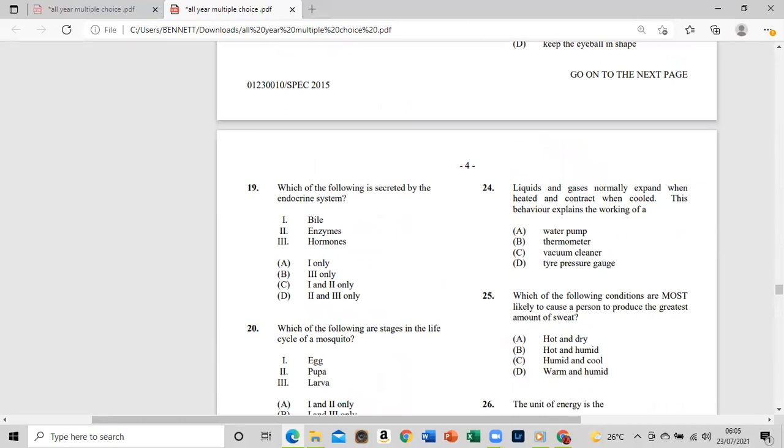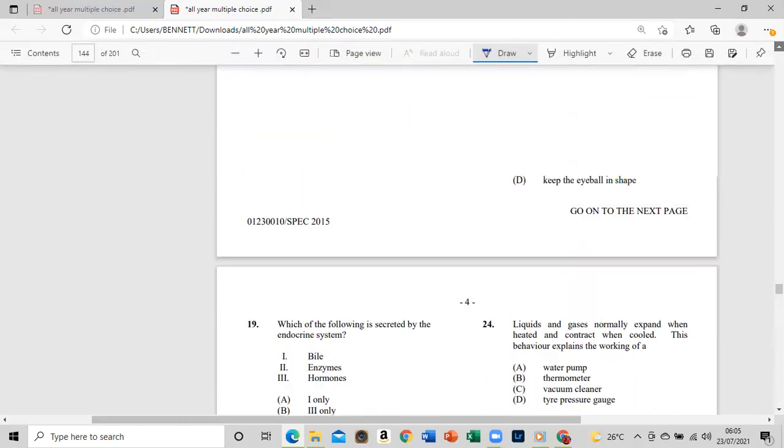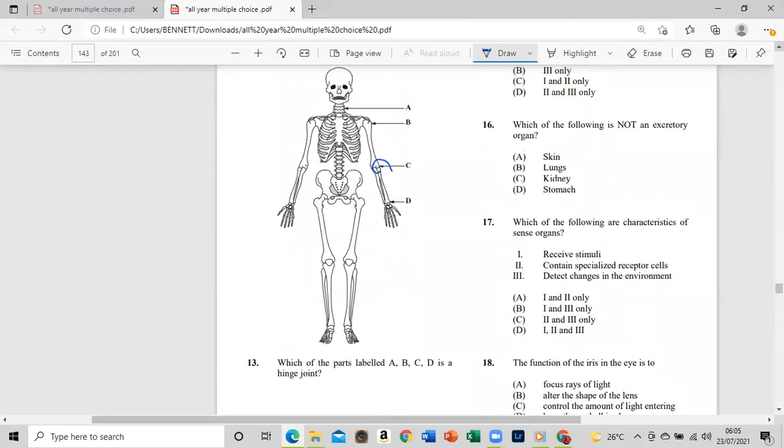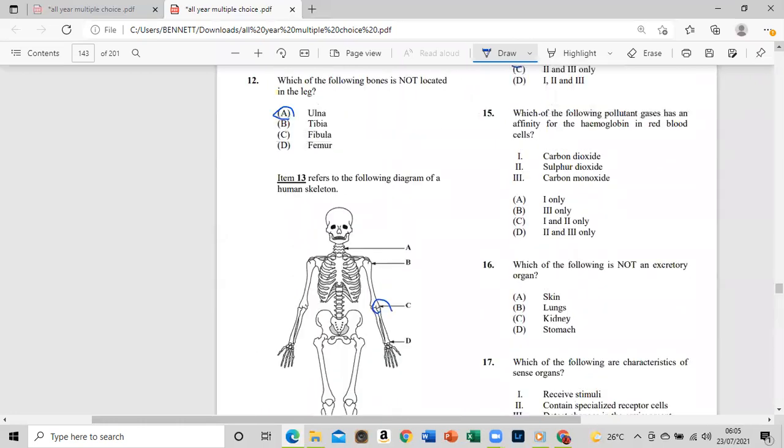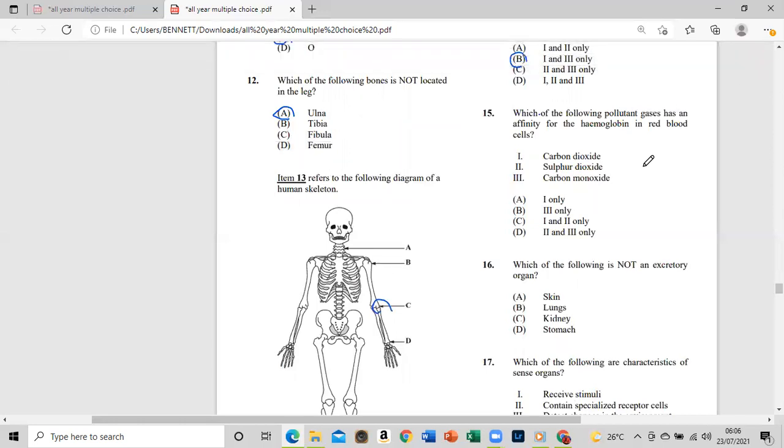Number 15, oh God, I'm so nervous. Which of the following pollutant gases has an affinity for the hemoglobin in the red blood cell? Is it carbon dioxide, sulfur dioxide, or carbon monoxide? And that would be 3 only. So that is B.